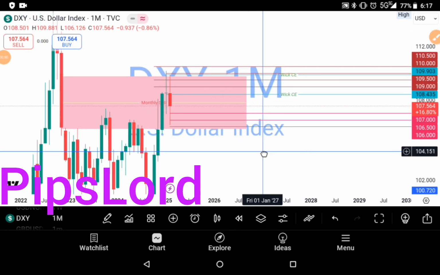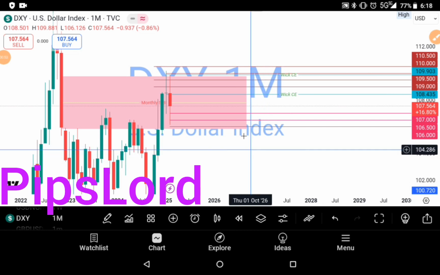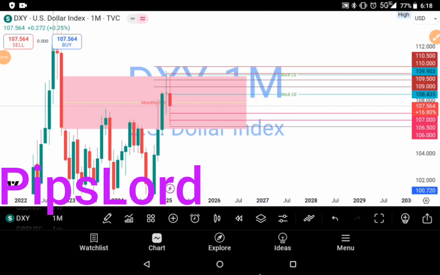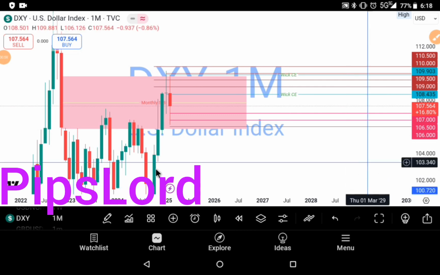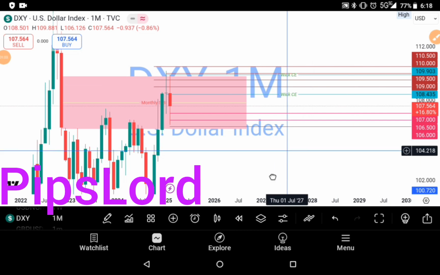The fact that we are in Ramadan does not mean we should not look into the market. So let's start with our bellwether, which is the dollar index. This is the monthly chart of the dollar index.